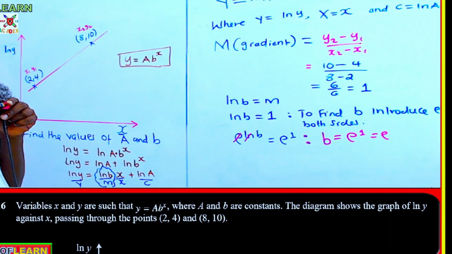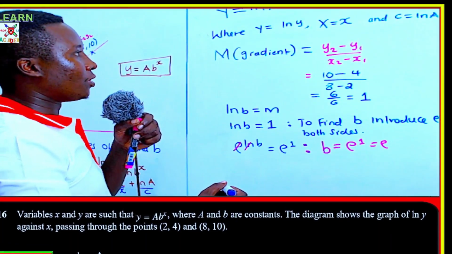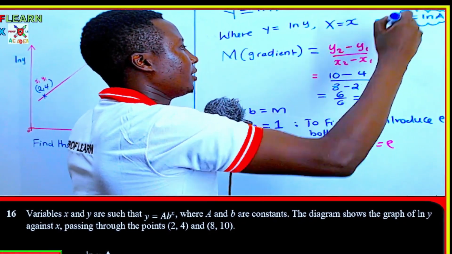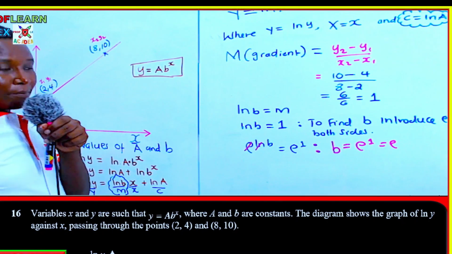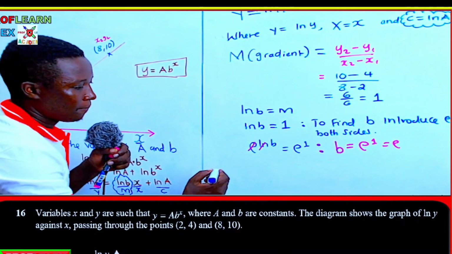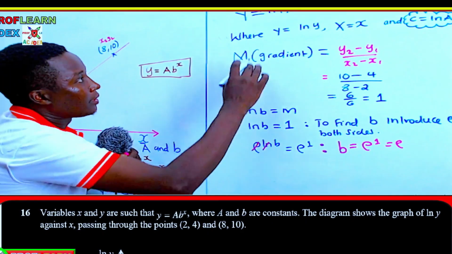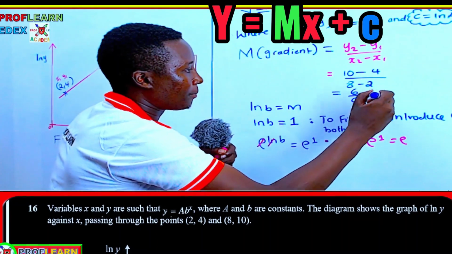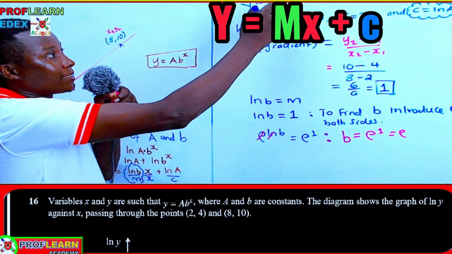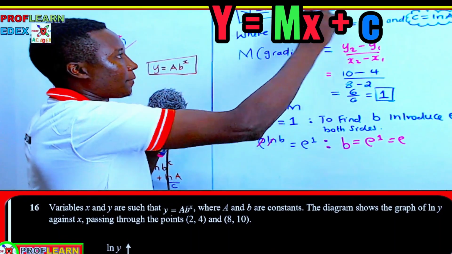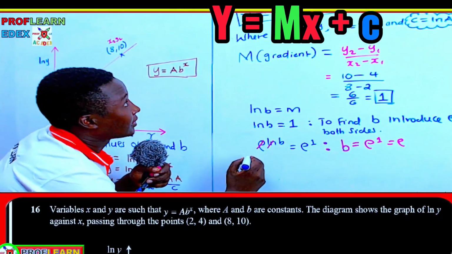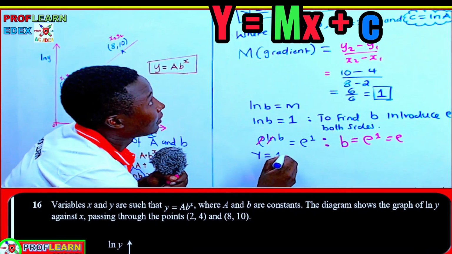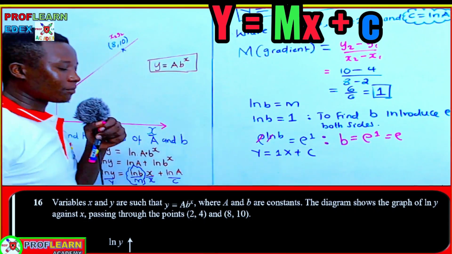The next business that we have is now to find the value of a. And what's the value of a? The value of a is going to be related to the y-intercept. In order to find this, since we got the value of m to be 1, we can replace it in this equation that we have here, so that y equals 1 x plus c, right?